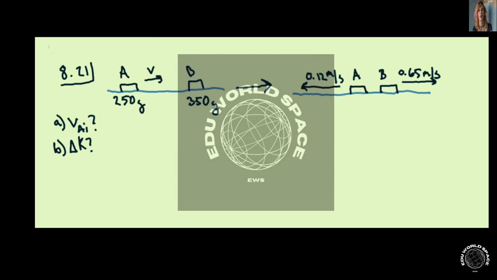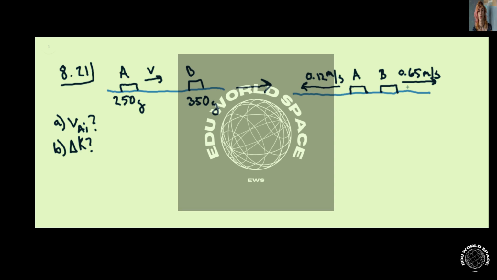Problem 8.21. So we have some pucks moving around frictionlessly on an air table. Puck A is moving to the right with some speed that we don't know, towards B, which is initially at rest. Here are their masses. And then sometime later, they will collide. And then after that, puck A is moving to the left with a speed of 0.12 meters per second, and B is moving to the right with a speed of 0.65 meters per second.